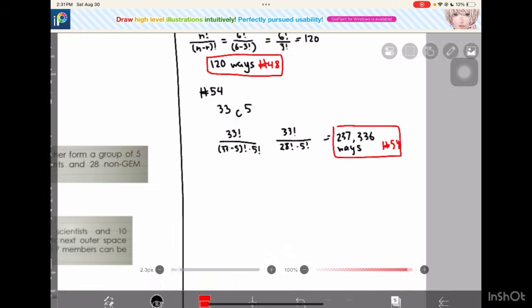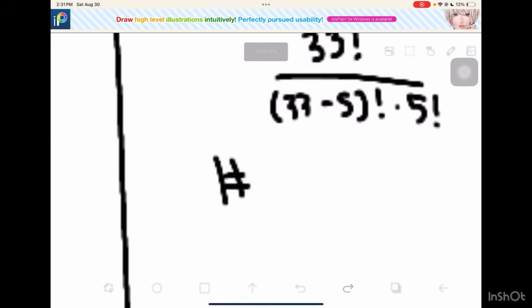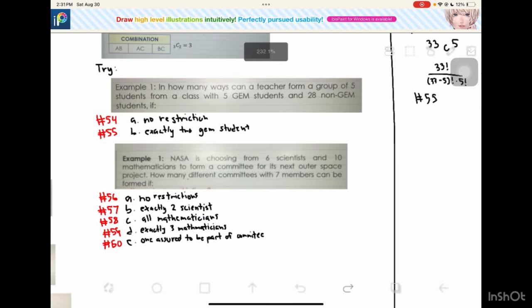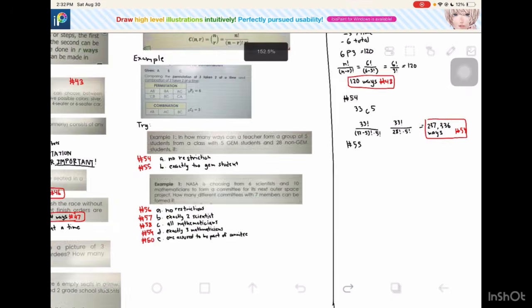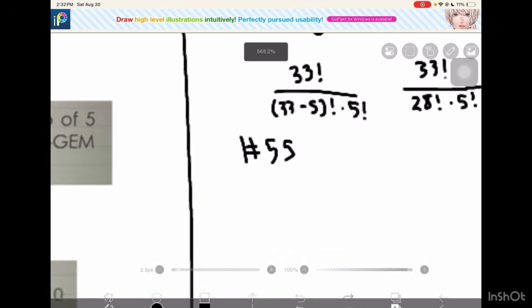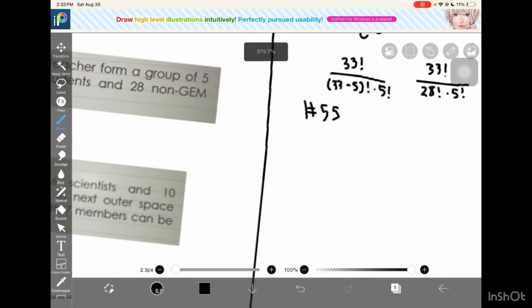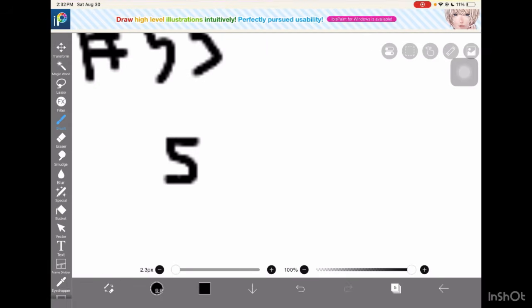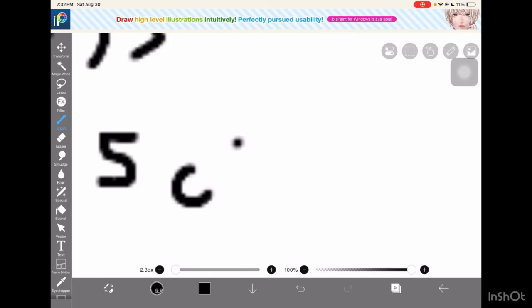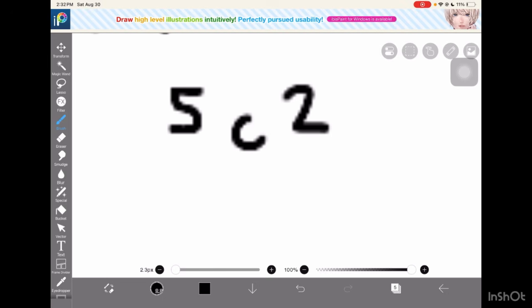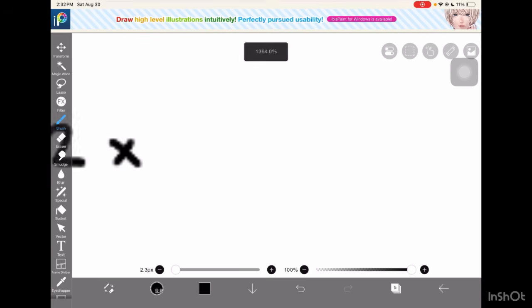But what about number 55? Number 55 needs exactly 2 GEM students. Now we need to split the two groups, the GEM and the non-GEM, into separate categories. Let's focus on the 2 GEM students first. We want to pick exactly 2 out of the 5 GEM students, so 5 C 2, because we're taking 2 GEM students from the 5. And then we have the remaining 28.